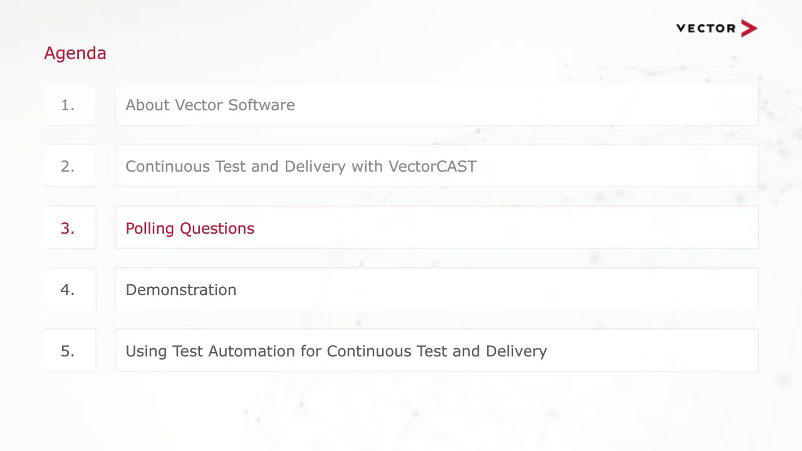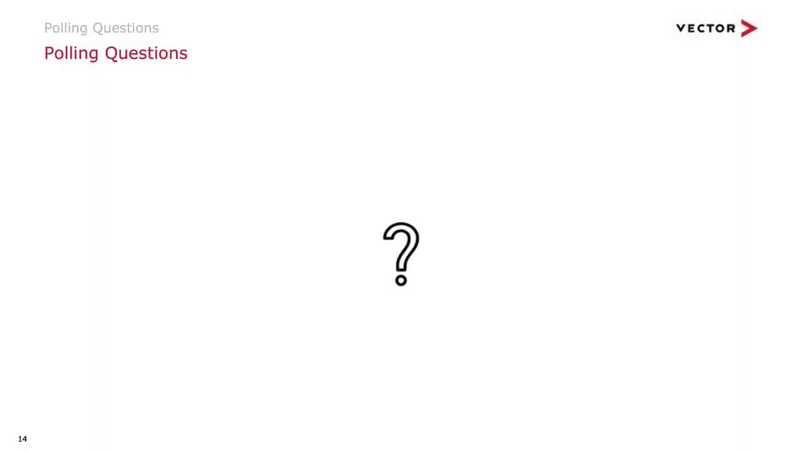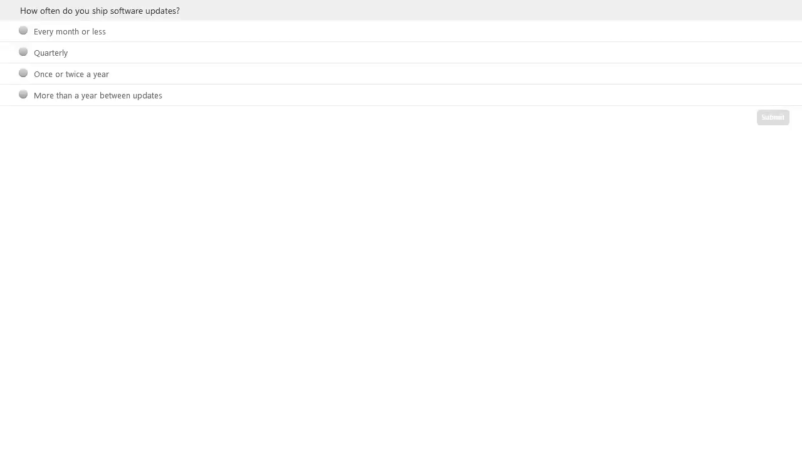Okay, the first polling question that I have is, okay, how often do you ship software updates? Every month or less, quarterly, once or twice a year, more than a year between updates.